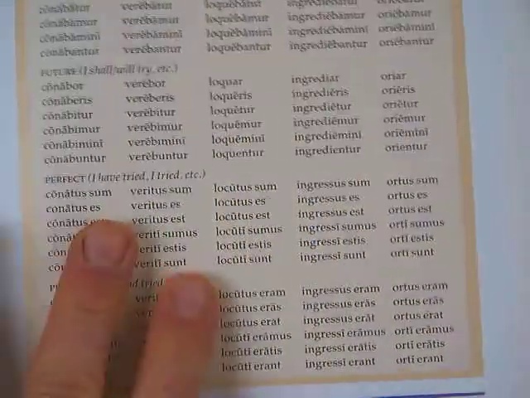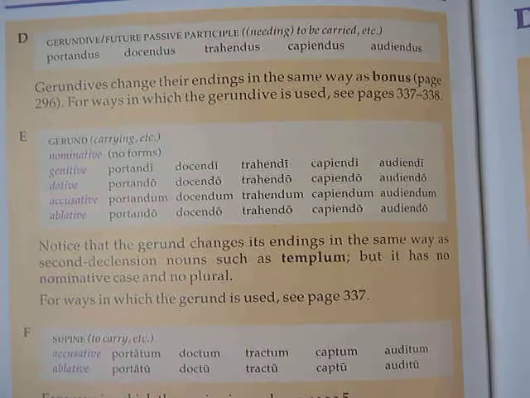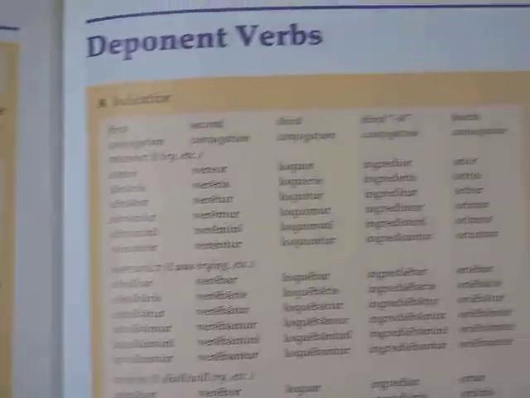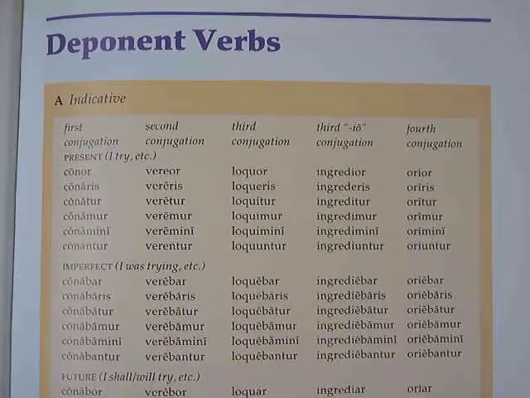And then we'll get into this talk about participles a little later. So I just want you to be aware that all this stuff is in the back of the book. And it's also in your notes. Here's some stuff on gerunds, which we're going to get into later too.